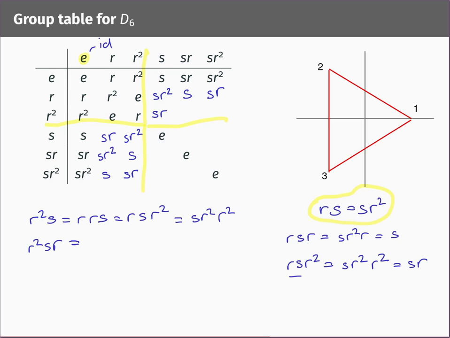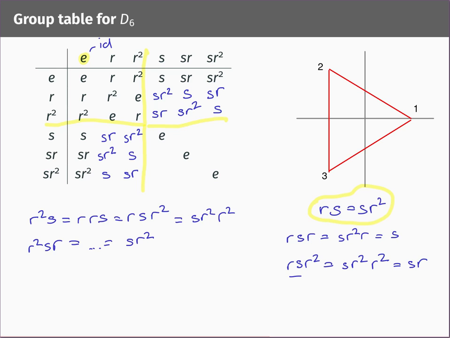Okay, so we could do R squared times SR, and I'm going to leave you to work this one out. R squared times SR, well, it will turn out to be SR squared, which you should check for yourself, and there should be an S there. And there is a bunch of other calculations that we need to do as well. So in this bottom right section of the group table, so let's just record that. What did it turn out to be? R squared times SR turned out to be SR squared.